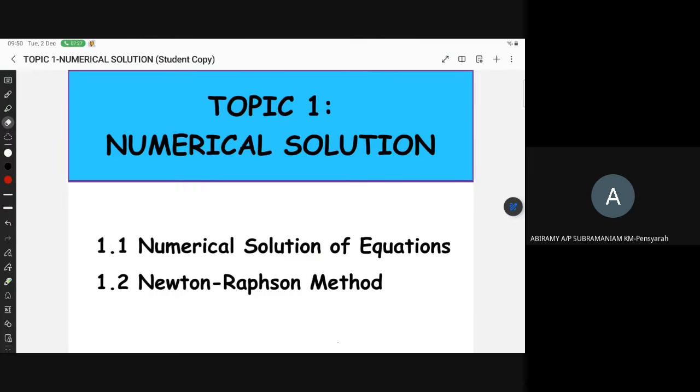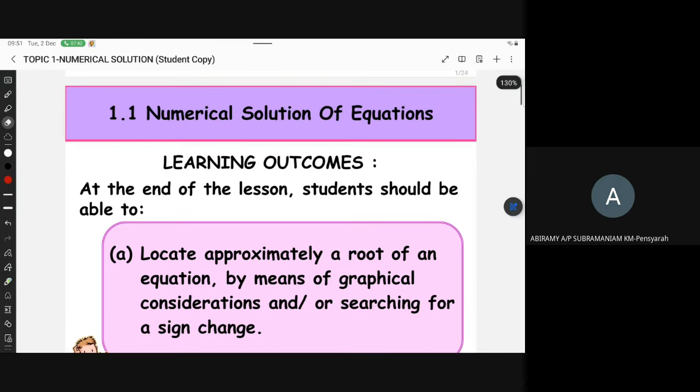Good day, dear students. We are now looking into topic 1, numerical solution. This is topic 1 of semester 2. We have two subtopics in topic 1, which are numerical solutions of equation and the Newton-Raphson method. First, we focus on numerical solutions of equation. Let's look at what our learning outcome is.